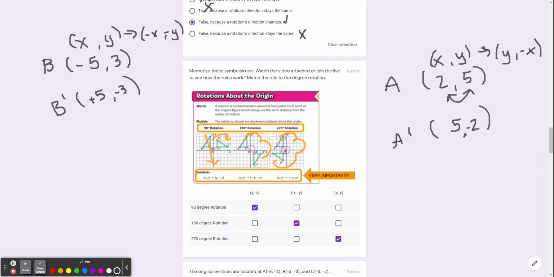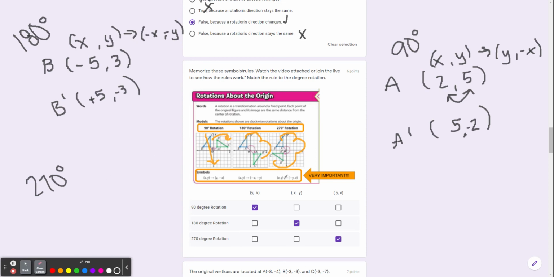And then last, a 270 rotation. Let me show you what that would look like. So this was a 90 degree, this was a 180 degree, and then a 270 degree. And I'm going clockwise. I could go counterclockwise, but everything would just be backwards. So I'm going clockwise. So now I'm doing a 270.